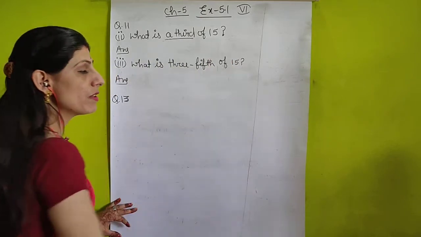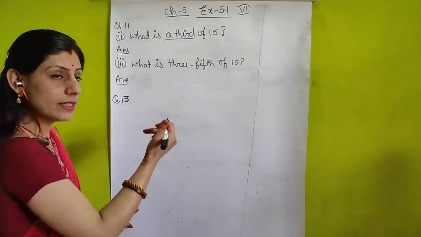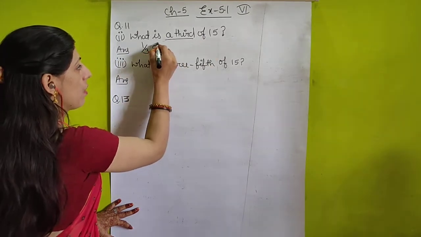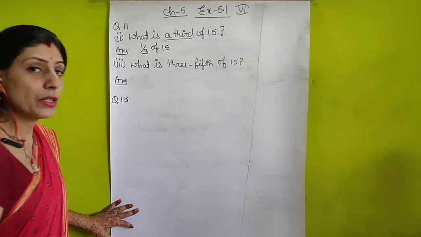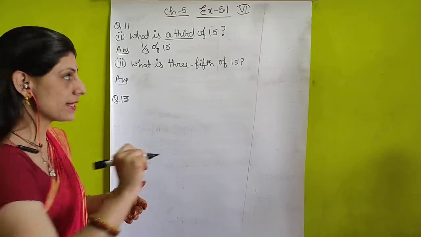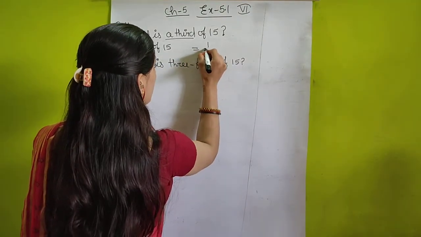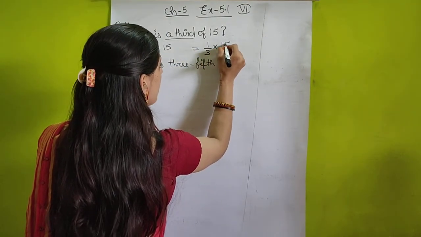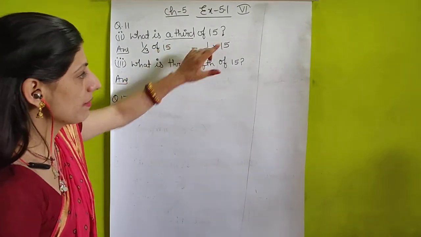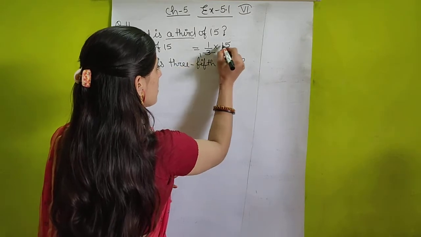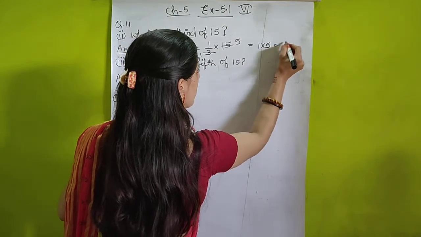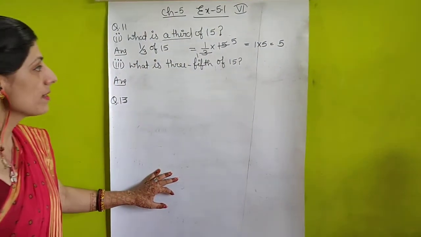A third. What will you find, students? A third means 1/3 of 15. And you know, in place of "of", what are we writing? Multiplication sign. So here, students, what will come? 1/3 multiply 15. Now here you can use the cutting method. 3 ones are 3 and 3 fives are 15. So 1 multiply 5. What is your answer? 5.